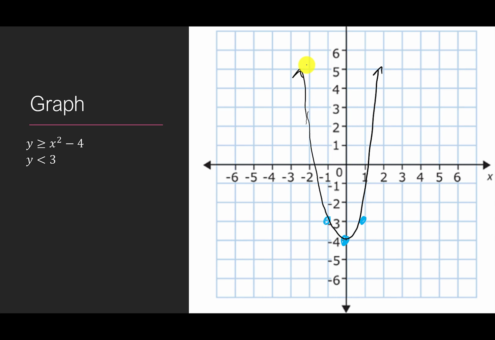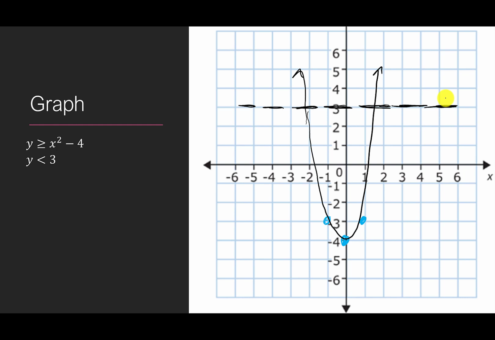Not shading yet. The second one says y is less than 3. Notice it's just less than, so I want to dash this. This can get a little bit harder when you're having to shade multiple things, so I'll show you a couple different ways you can do it.